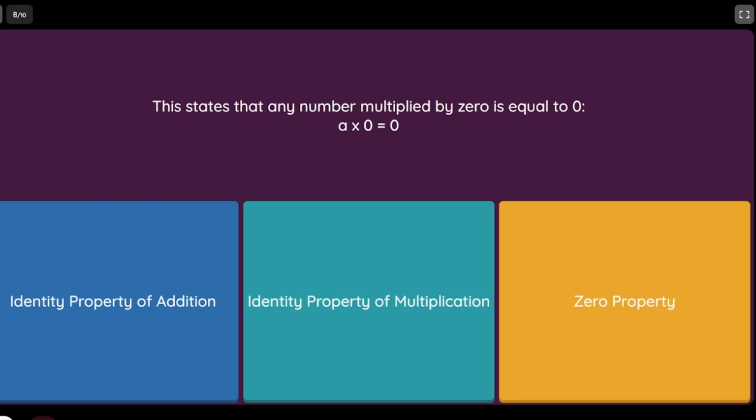Question number 8. I have here a question that I failed to discuss on the previous video. So this states that any number multiplied by 0 is equal to 0, and this is going to be the 0 property.